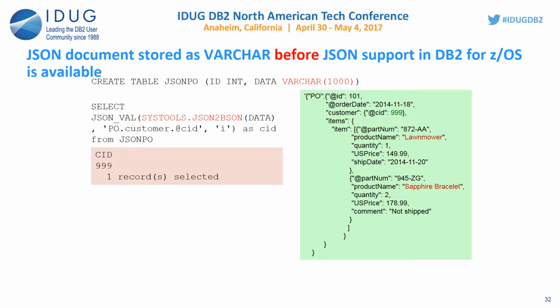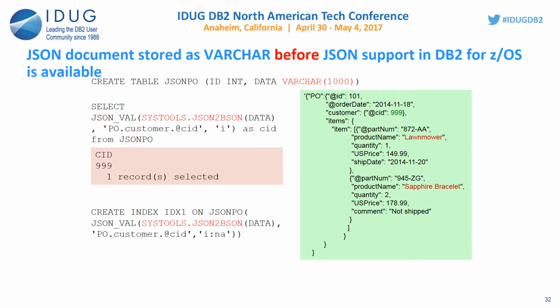The next thing that comes to their mind is, how about we create an index on it? We can use a JSON index. How can you do that? Like this. They create an index on this table, calling this JSON_VAL function, putting in JSON to BSON, and looking for this field. Do you think it works?